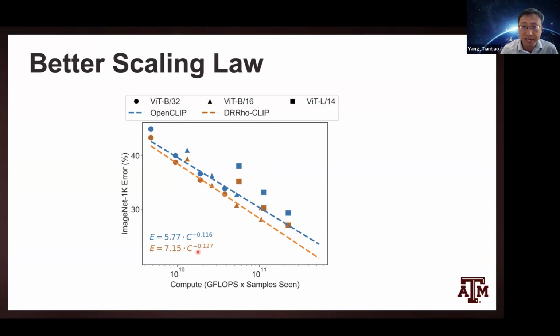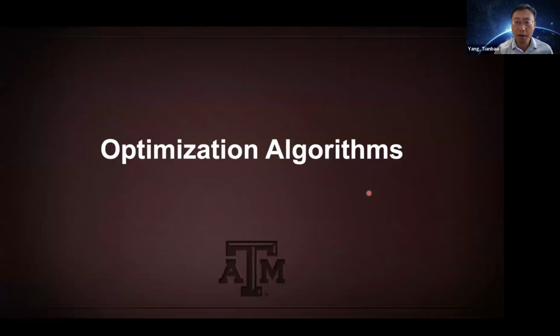You can see that the orange curve, our algorithm, has a better power constant. That means we have a better scaling law, so we can use less compute budget to deliver much better performance. Those are the benefits. That is the method applying the framework to CLIP training, but you can apply the framework to many other problems, classification problems, even large language model training. Next, let's talk about optimization algorithms.